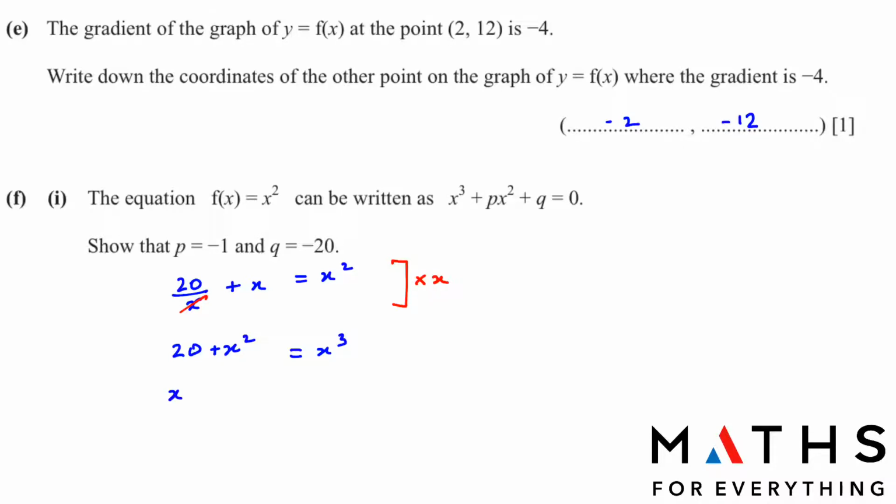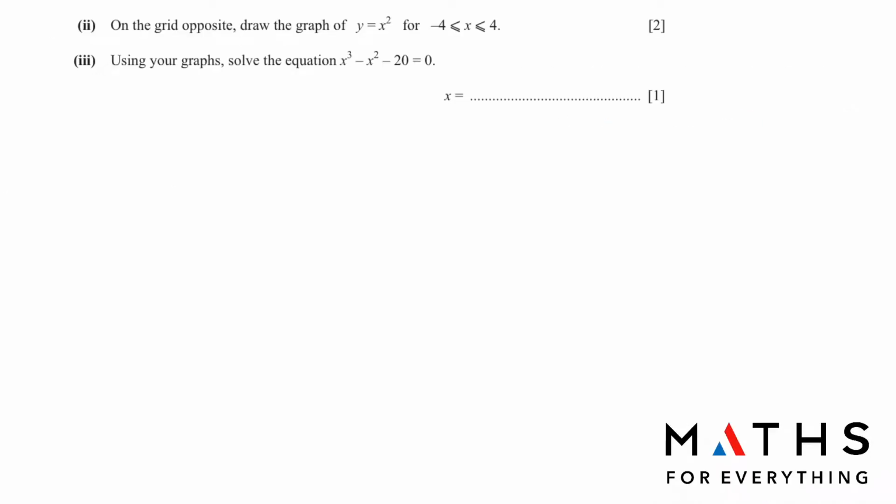Shift everything to the right hand side. Minus 20 is equal to 0. We proved that b is equal to negative 1 and q is equal to negative 20. On the grid, we have to draw the graph of y is equal to x squared for the values negative 4 till 4.